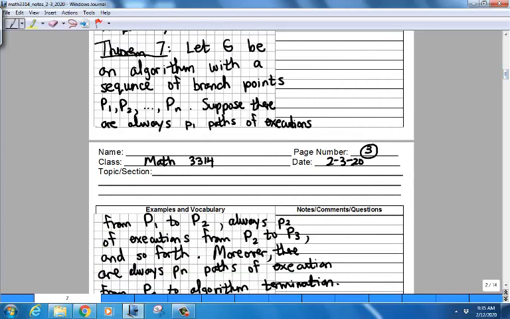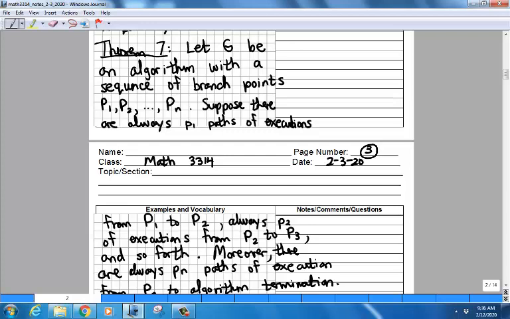Now, suppose you have an algorithm that has a sequence of branch points. So it's not just a single branch point, but a sequence of branch points. So you have an if-then-else followed by another if-then-else followed by another if-then-else in your program. That's frequently, of course, the way programs actually work. They're not just one branch point. Usually they have multiple branch points, and they're in sequence. So suppose you have an algorithm with a sequence of branch points.